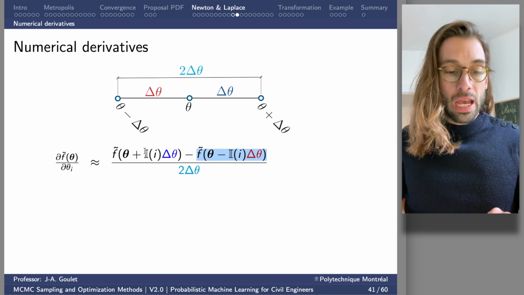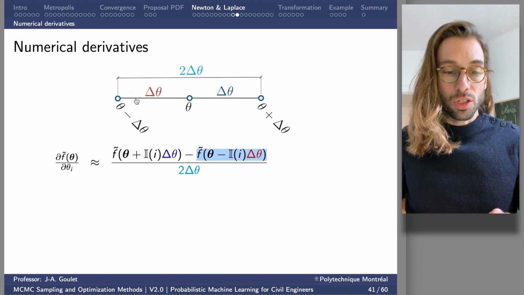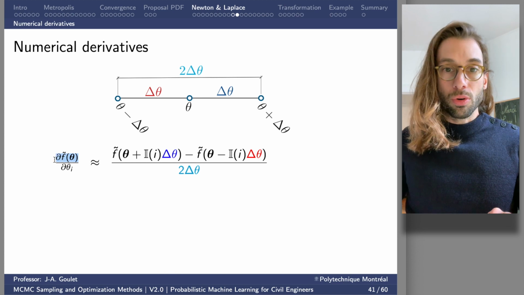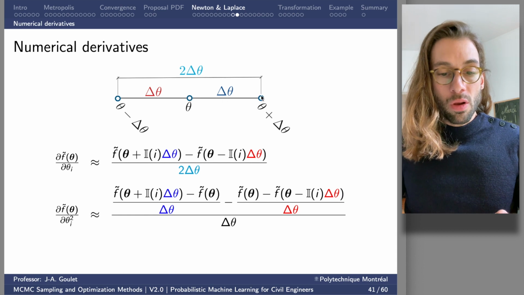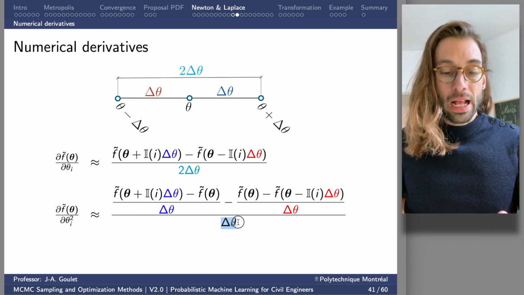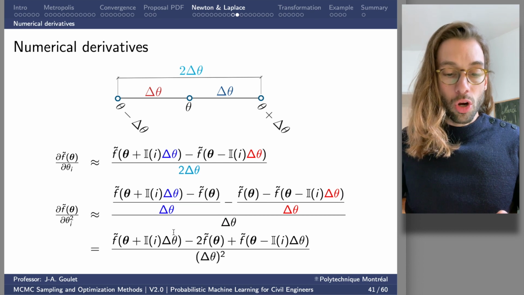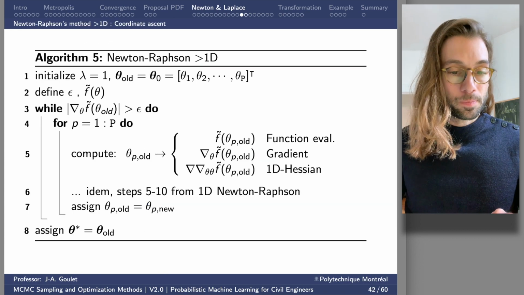Okay, so then if we take the difference between the two, the difference in function here minus the difference in function here, and we divide by 2 delta theta, this is going to be my first order derivative. Then my second order derivative is that I'm going to compute the derivative with respect to this portion, then the derivative with respect to this portion. This is what I have here and there. And then I'm going to divide by the distance between the two, delta theta. Okay, so this is going to be my second order derivative. If I simplify the term, this is going to be the formulation we saw on the previous slide.